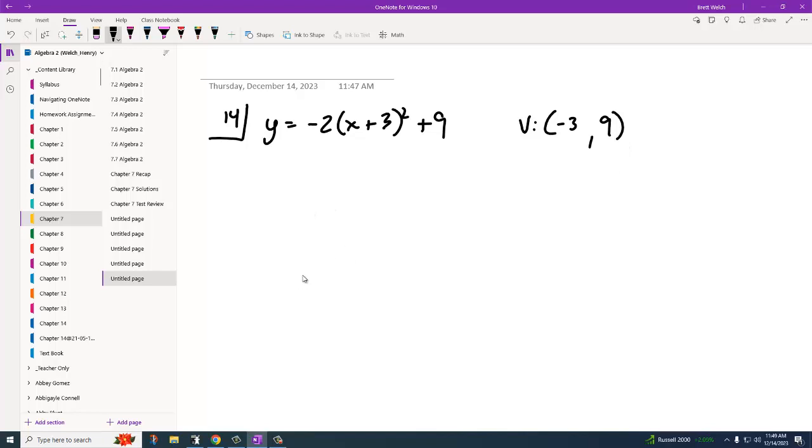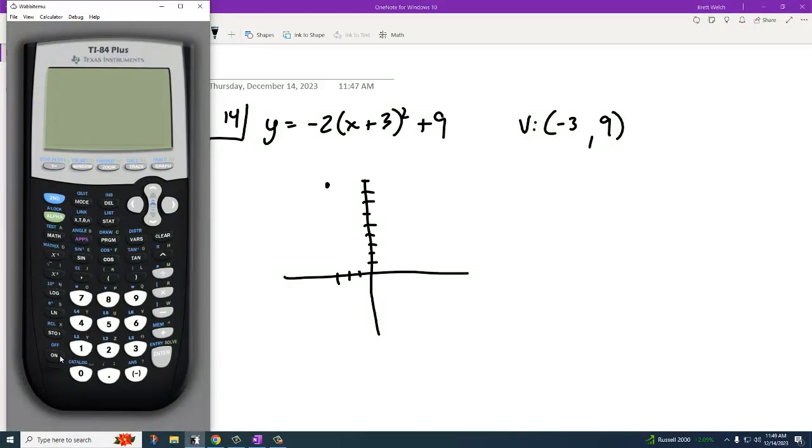You can also find that in the graphing calculator as we go to produce the graph. But this tells me I can come over here to negative 3 and up to 9. 1, 2, 3, 4, 5, 6, 7, 8, 9. Negative 3, 9 will be right there, give or take. I'm going to use my calculator to help with this process anyway, so let's go in and do negative 2 parentheses x plus 3 close parentheses squared plus 9. If I graph it, sure enough, that's where the vertex is, over here at negative 3, 9.